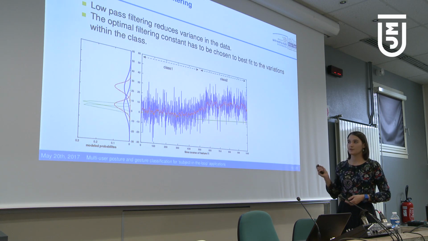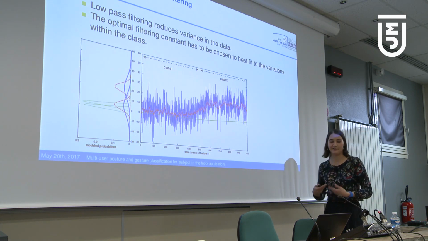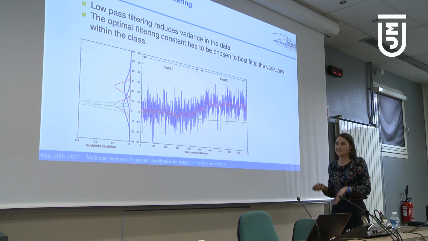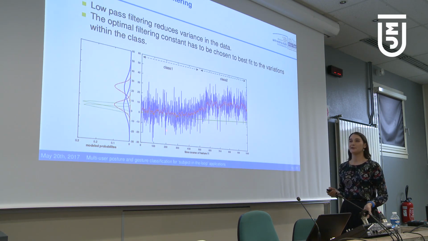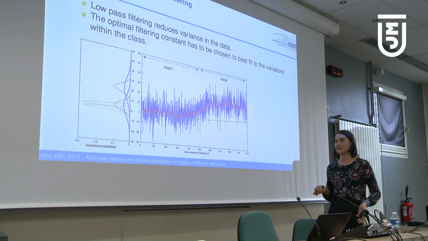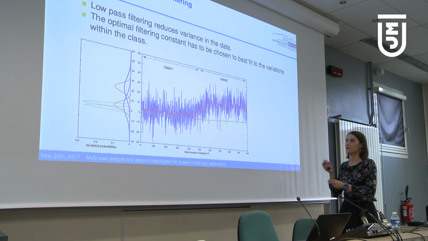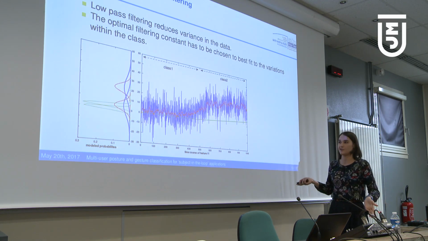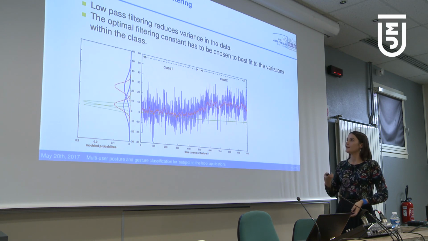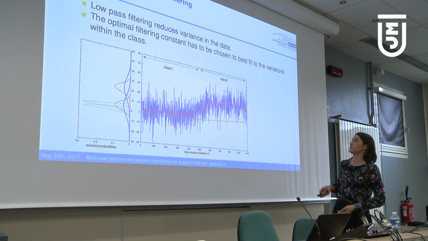But of course, if we filter too much, then it doesn't allow any variance in the data, so the classes won't be separated either. So the whole thing is that for each project we have to adjust the filtering constant to make the classification performance as good as possible.